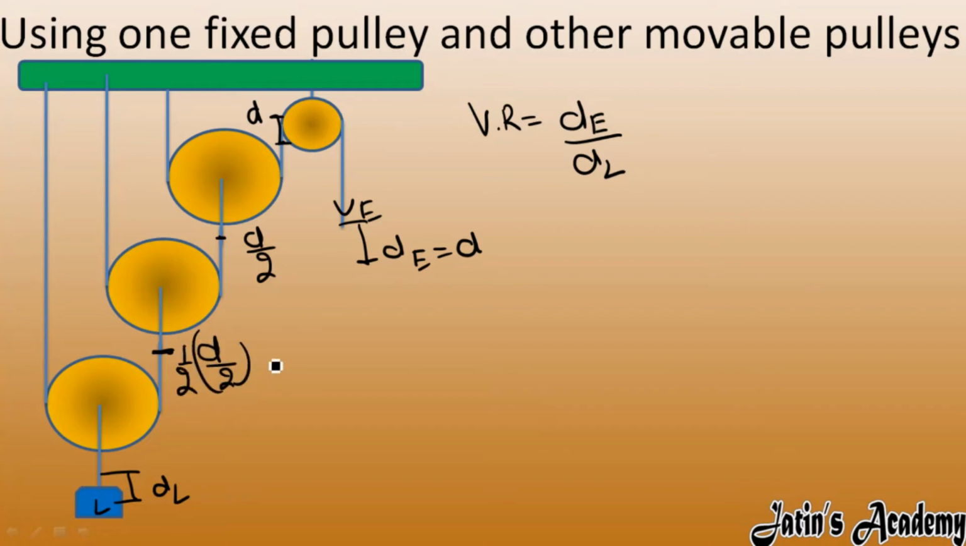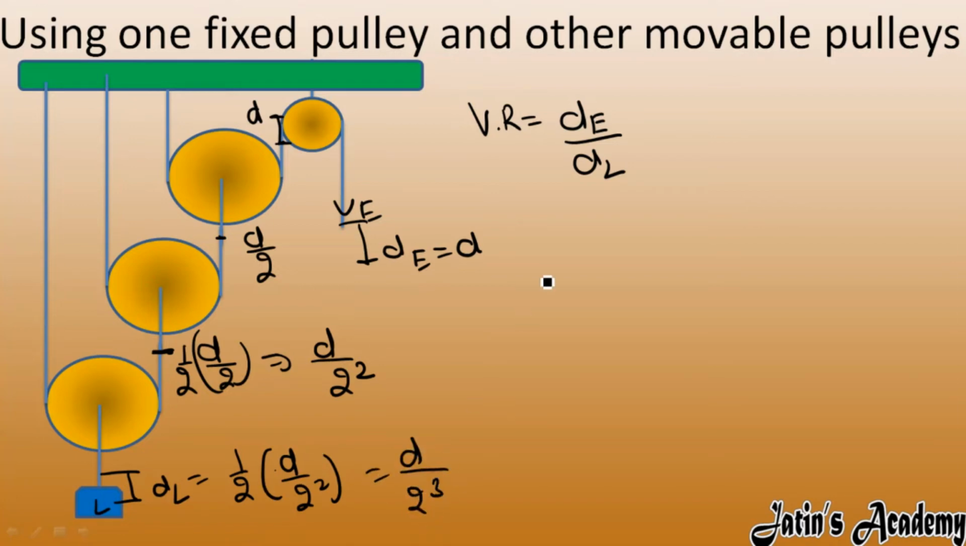Half of this value means D by 2 square. This effort is moving D by 2 square, so this load only moves half of this, that is D by 2 square, half of this value. This we have done in the single movable pulley. So now here we got it as D by 2 cube.